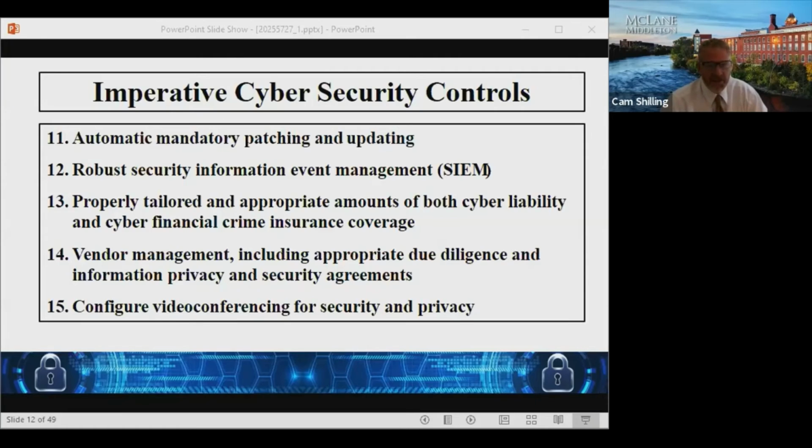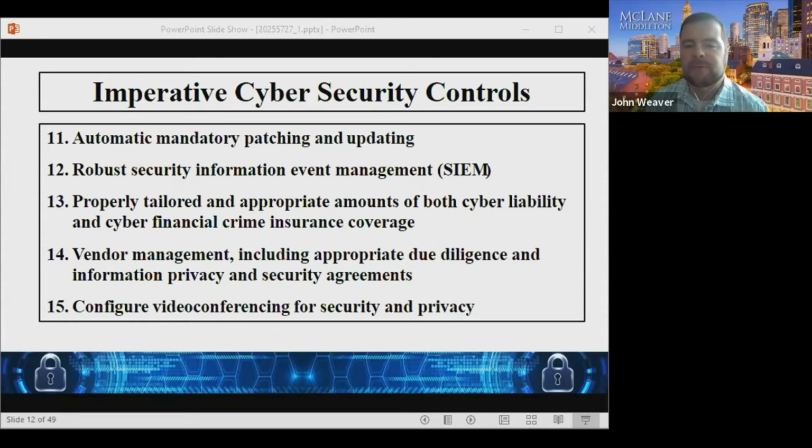Not all vendors require the same amount of due diligence, but some amount of due diligence, and entering into appropriate agreements with our vendors. This is something that can take really years for a business to get through, but it's important because we give our information to tons of third parties.